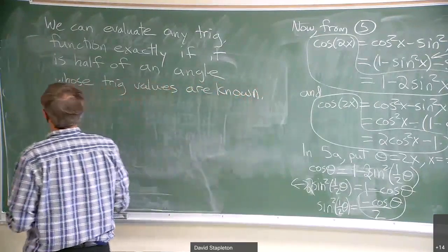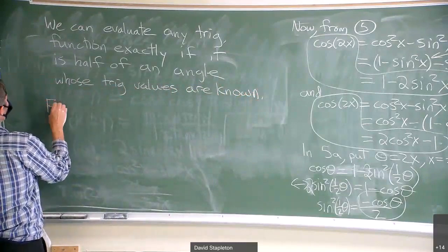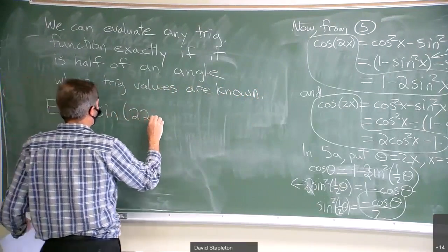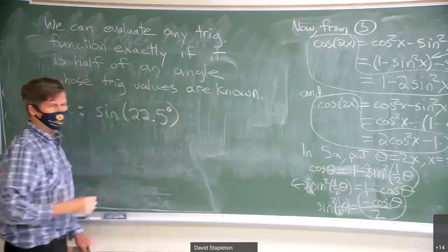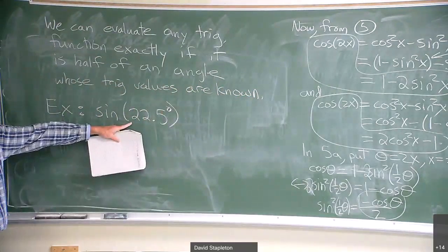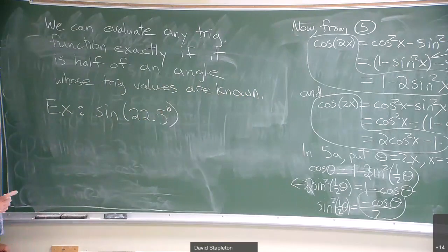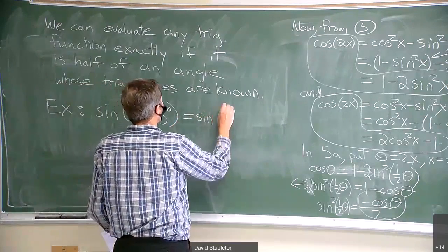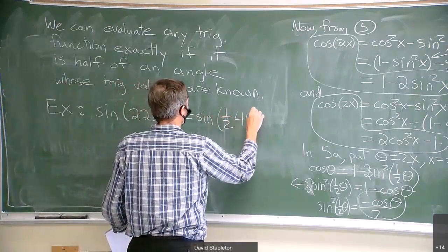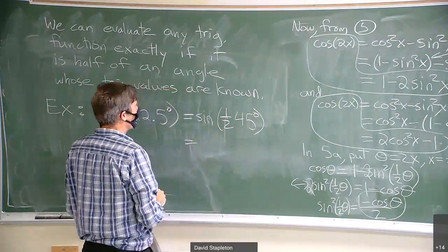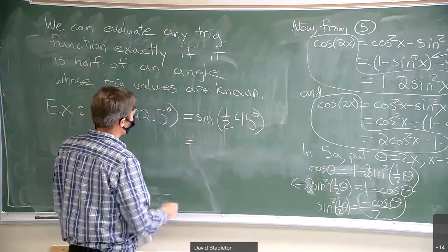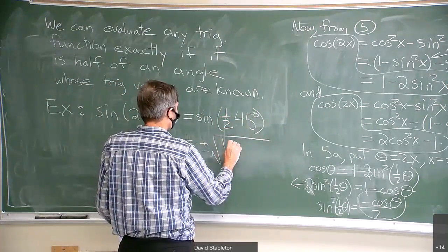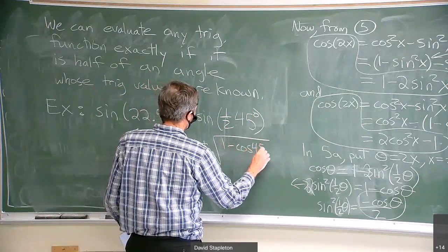Right. So here's a nice example. Find exactly the sine of 22.5 degrees. I wonder what that is. That's not a special angle. It's got a half a degree in there, right? But it's half of 45 degrees. So I rewrite it as sine of 1/2 of 45 degrees, and now I can apply the half angle identity. Once I see the sine of half an angle, it's plus or minus the square root of 1 minus cosine of the whole angle, 45 degrees, over 2.